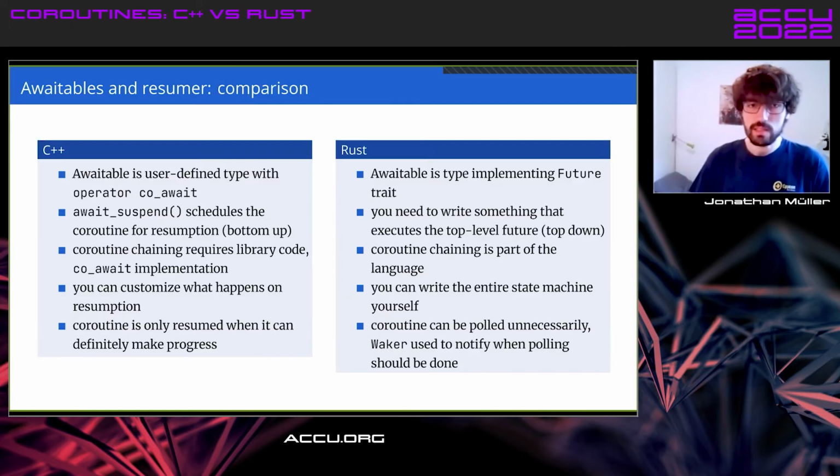Because in C++, the awaitable is responsible for resuming a coroutine, it is only resumed when it can definitely make progress, right? Because the awaitable knows when it's ready, and it knows what coroutine it should resume. So when it's ready, it can just resume that coroutine. In Rust, the executor just keeps polling futures as often as it wants, right? Our dummy executor just polls the future and polls the future, even though it might not make progress. So as an optimization, there's this waker. The coroutine can inform the executor, hey, I'm now ready to be polled again. And a smart executor would only poll coroutines that are actually ready to make progress.